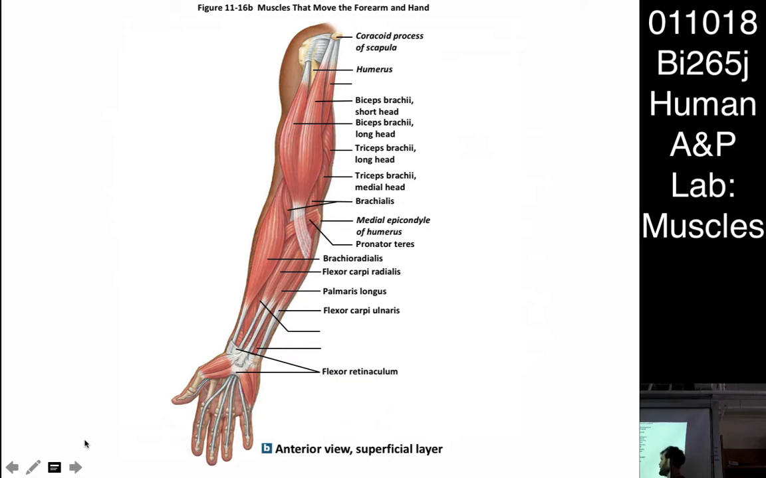I don't really want to torture you guys with the muscles of the forearm. Do it, I guess. So, want to learn the muscles of the forearm? Yeah, sure.